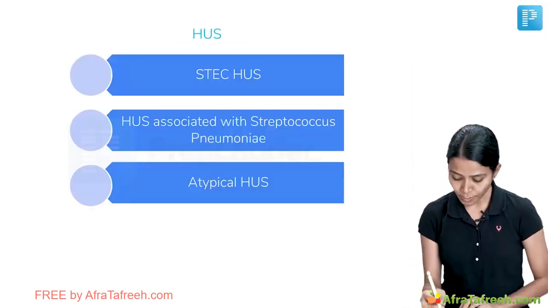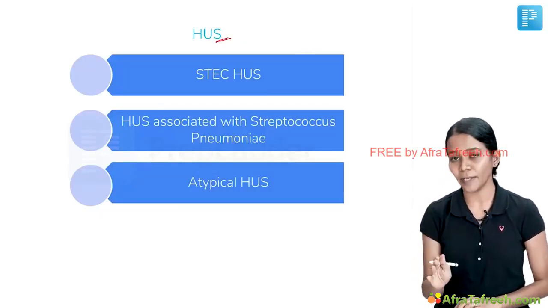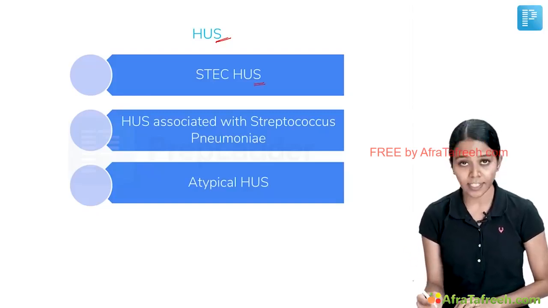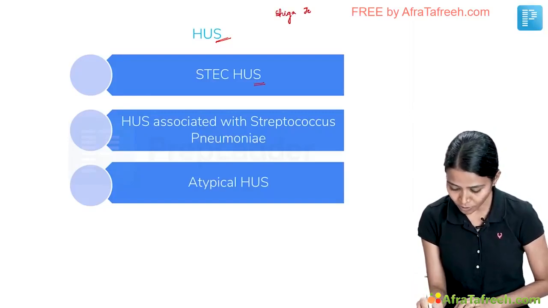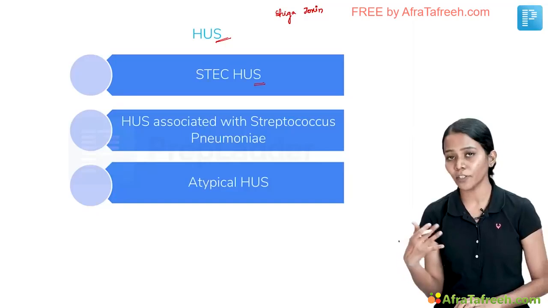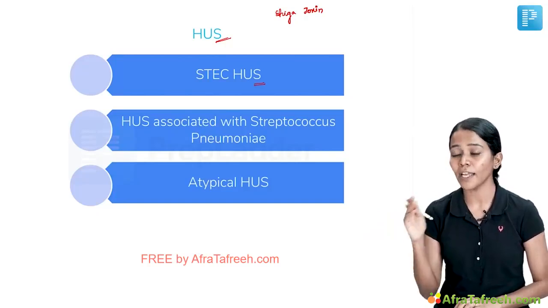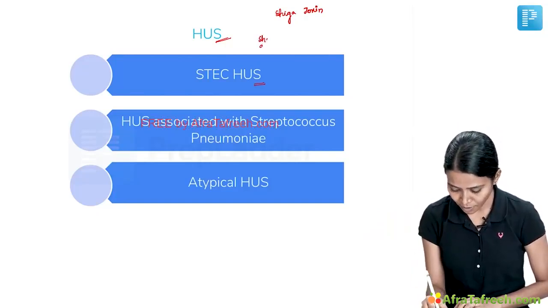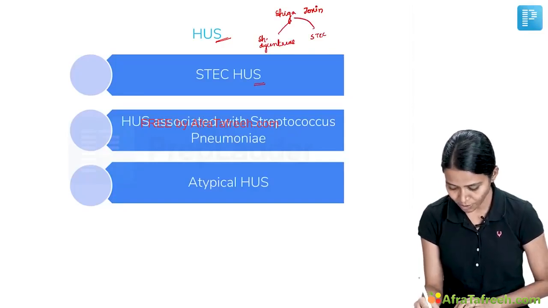So, what is HUS? What are the etiologies of HUS? So, there are two things that are caused by infection and one that is not caused by infection. The first one is STEC-HUS, that is, ST is Shiga toxin. It's a very powerful toxin that is produced by STEC E. coli, that is Shiga toxin producing E. coli, and also by Shigella dysenteriae. Okay, so Shigella dysenteriae and Shiga toxin producing E. coli are causing this Shiga toxin.